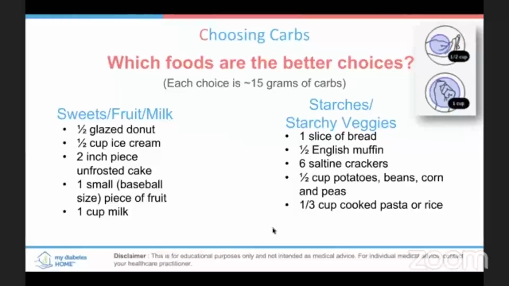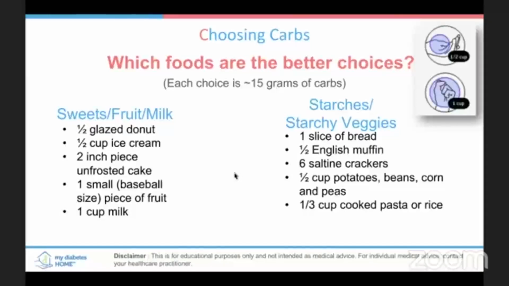One person or 2 people have guessed a cup of milk. One person has guessed a piece of fruit. Got it. I just need to get rid of the screen. Thank you. So we have 4 people who have guessed 1 small fruit. 4 people have guessed milk. 1 person has guessed the potatoes, beans, corn, and peas.